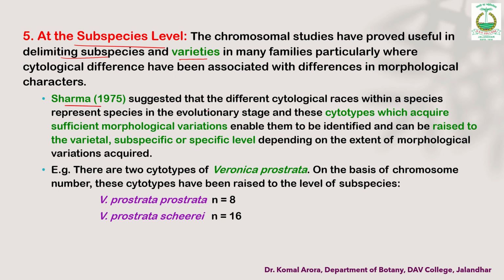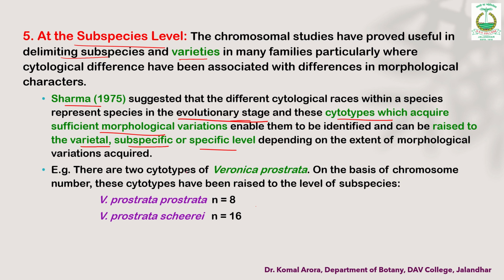Sharma has suggested that these cytological races represent evolutionary stages. Let's suppose different organisms at present have some cytological differences. With the passage of time during evolution, ultimately they may get the status of subspecies or be promoted to species. That is how the course of evolution takes place. So these are phases of evolutionary stages, and whenever these cytotypes acquire sufficient morphological variations because of their cytology, they can be raised to variety, subspecies or species level.